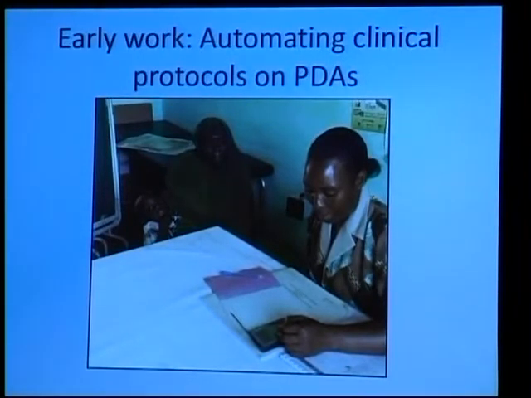This is a picture of one of those dispensaries I showed you before, where a woman is doing IMCI, that management protocol for classifying and treating childhood illness. But the PDA, this is earlier work before phones were so popular, is guiding them through it.